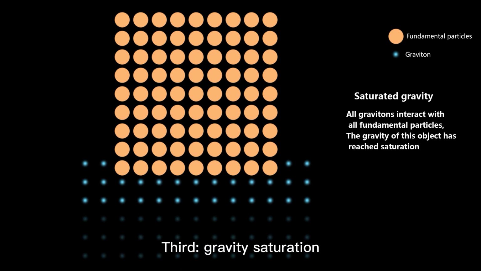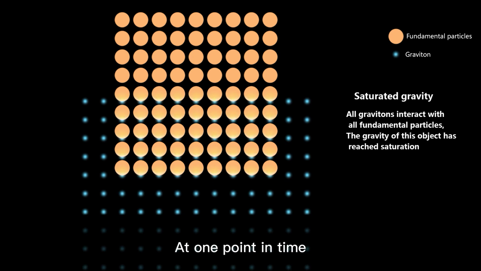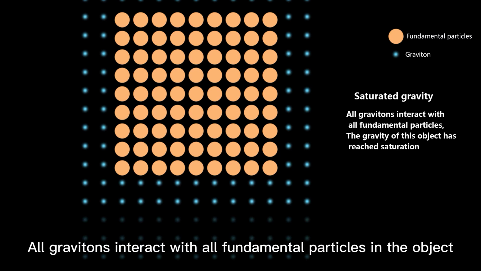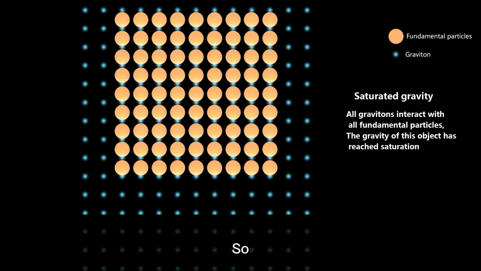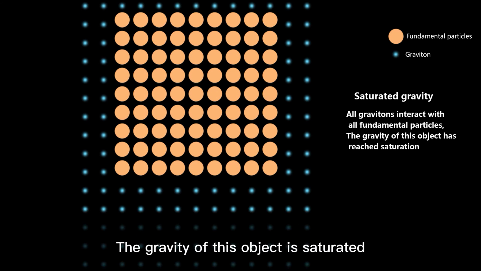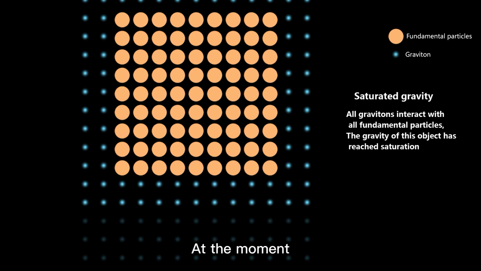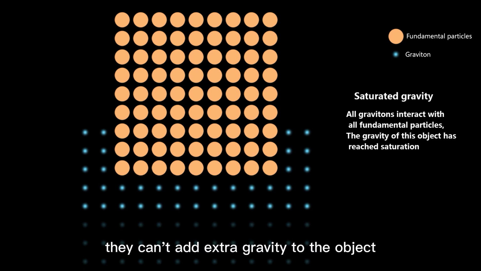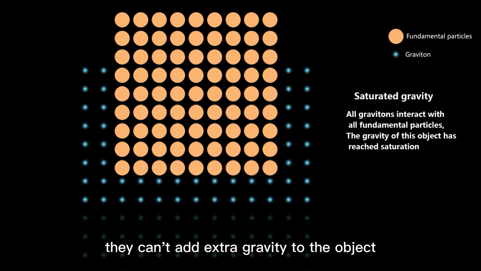Third, gravity saturation. At one point in time, all gravitons interact with all fundamental particles in the object. So, the gravity of this object is saturated. At the moment, no matter how many gravitons penetrate the object, they can't add extra gravity to the object.